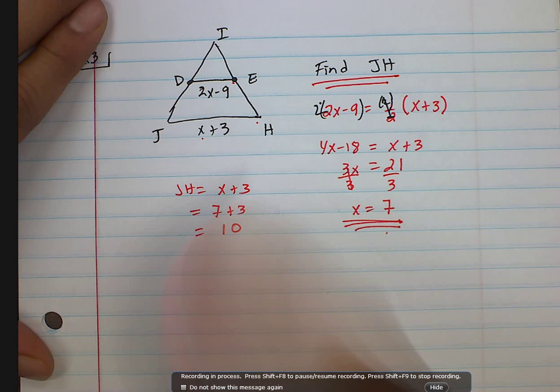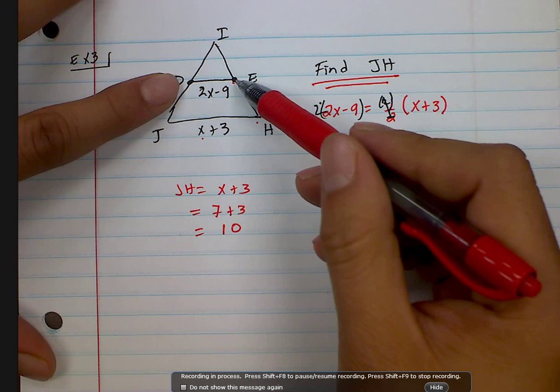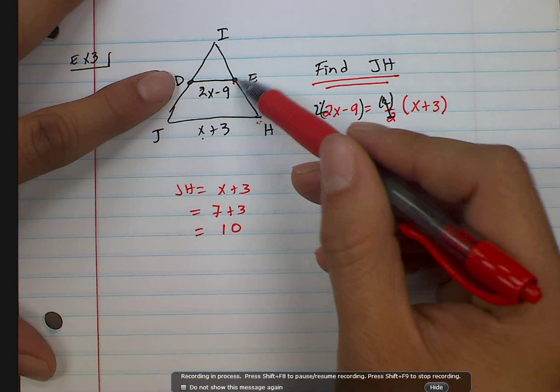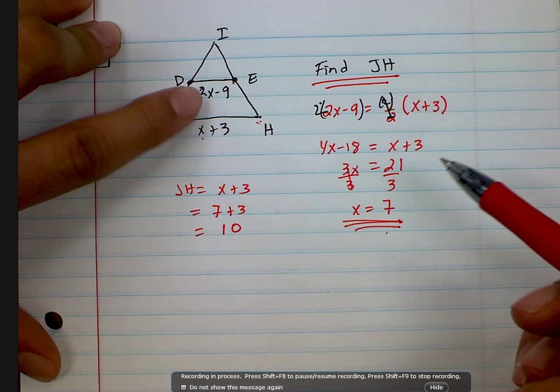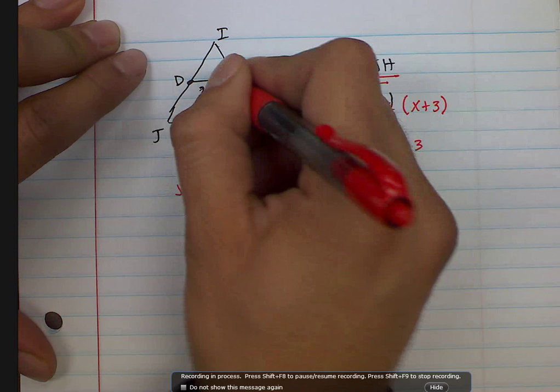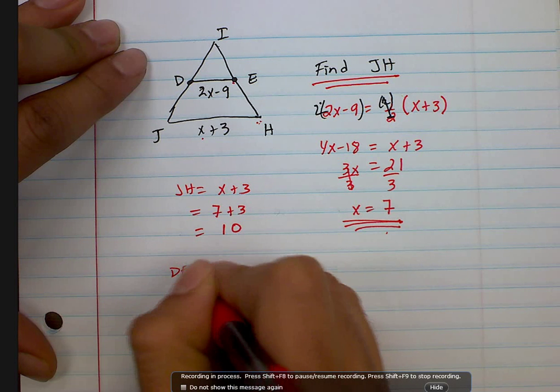If we did it right, DE must be half of JH. So that means DE is 5. So if I plug in here 7, I get 2 times 7 is 14. 14 minus 9, I know DE is equal to 5.